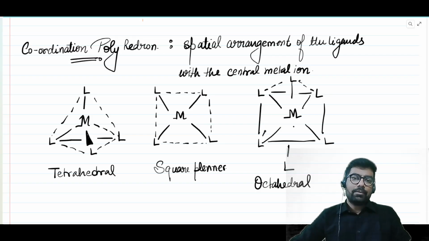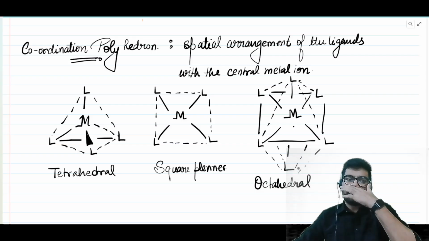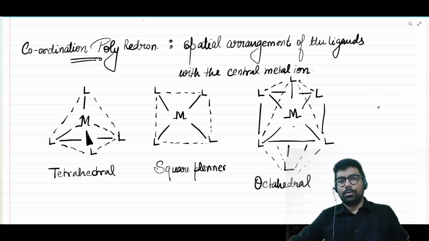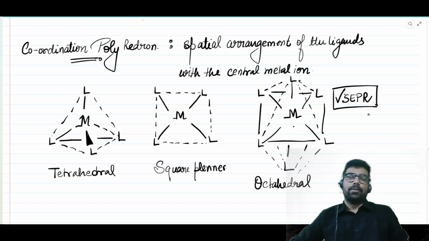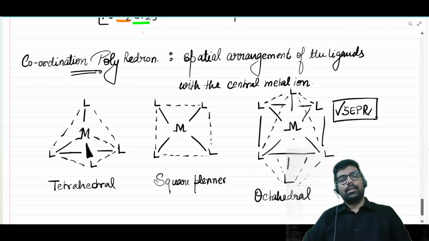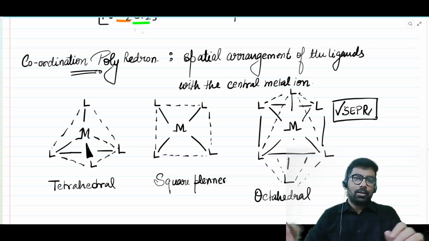How can we find the shape? We can find the shape by using VSEPR theory, which we will learn after a few classes, maybe after 3 to 4 lectures. The shape is called the polyhedron. We will find it when we study VSEPR, and then we will be able to find out the shape of the coordination compound. Right now, a polyhedron basically means the spatial arrangement of the ligands.